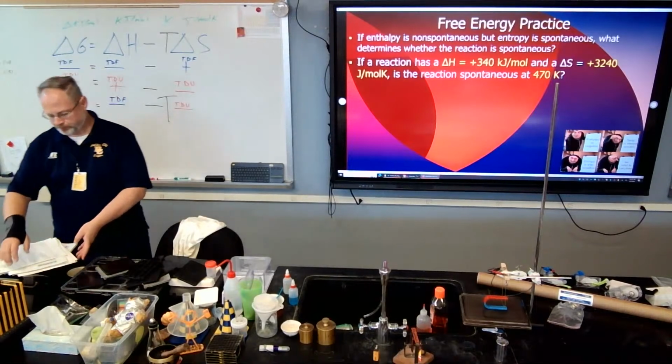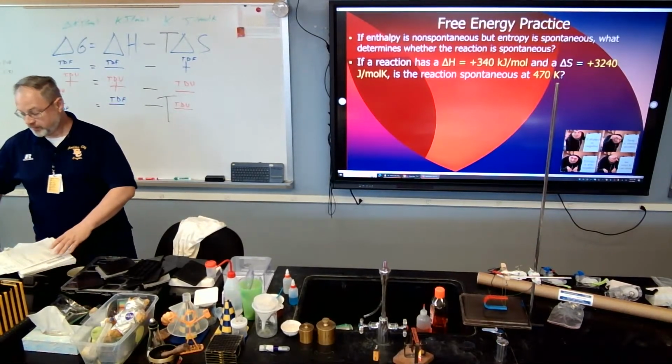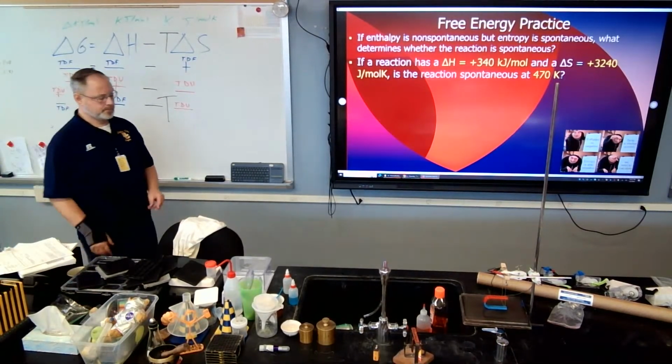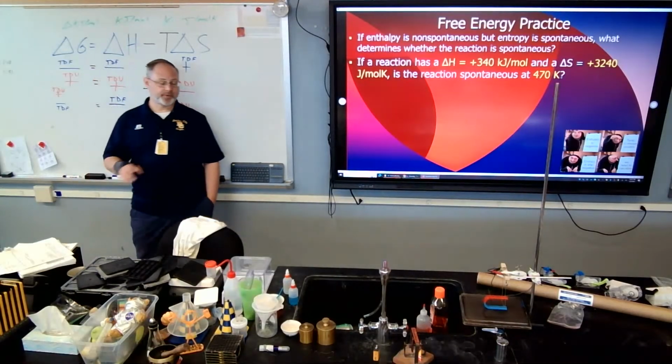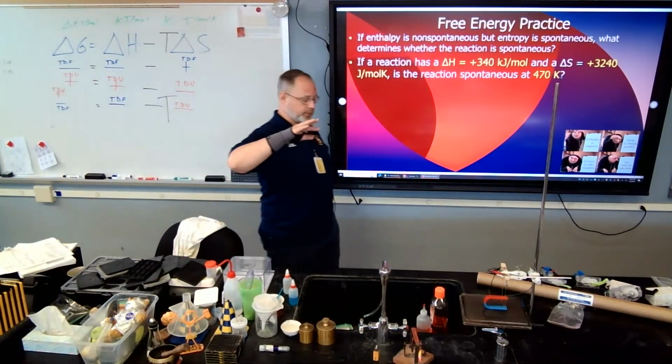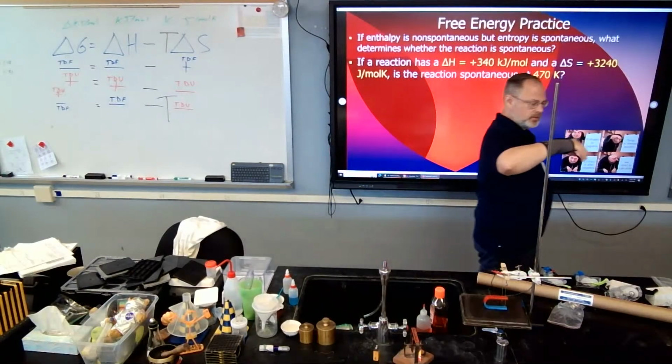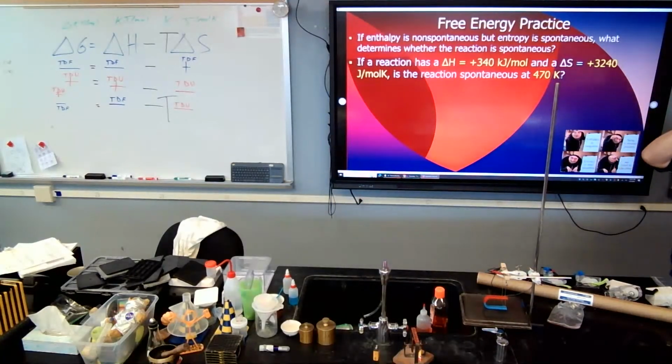Mr. Myers, is delta G in kilojoules per mole? It is. That's also the case on your thermodynamic data table. It'll show entropy as joules per mole Kelvin, enthalpy and Gibbs will always be in kilojoules.